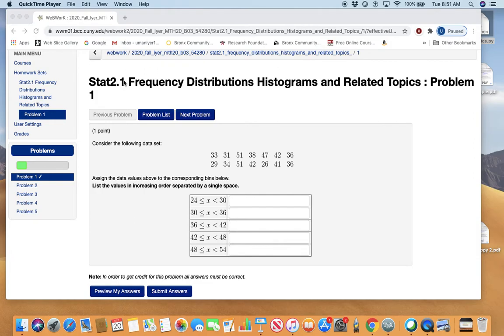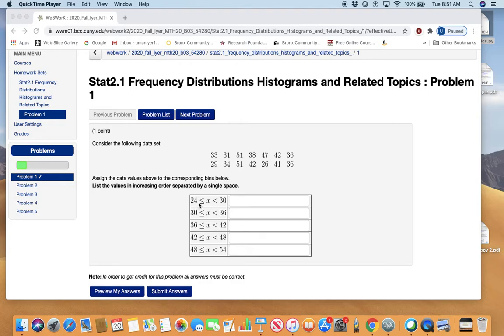So now we work on problems from Stat 2.1 of the web work. Statistics 2.1 from web work. Now here we go. You have a bunch of data. Here you have a data set. Assign the data values above to the corresponding bins below.